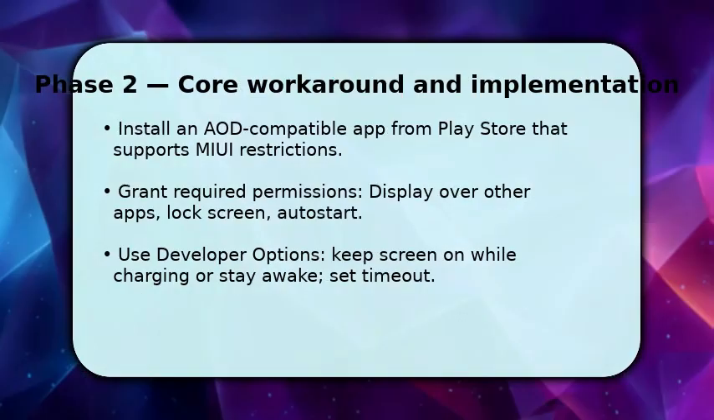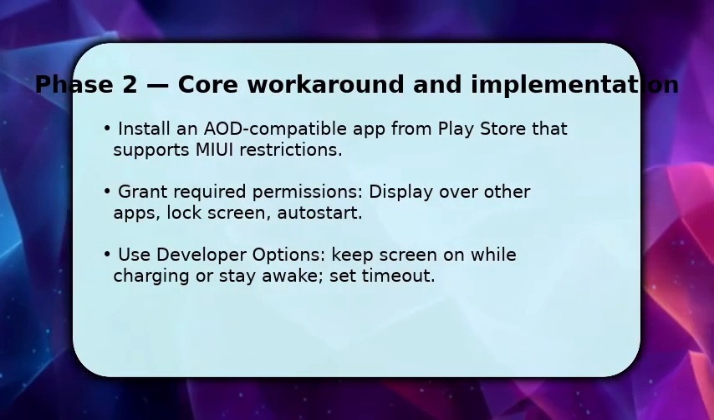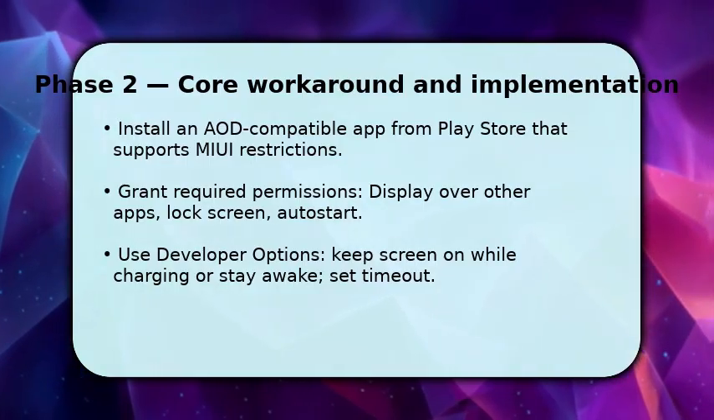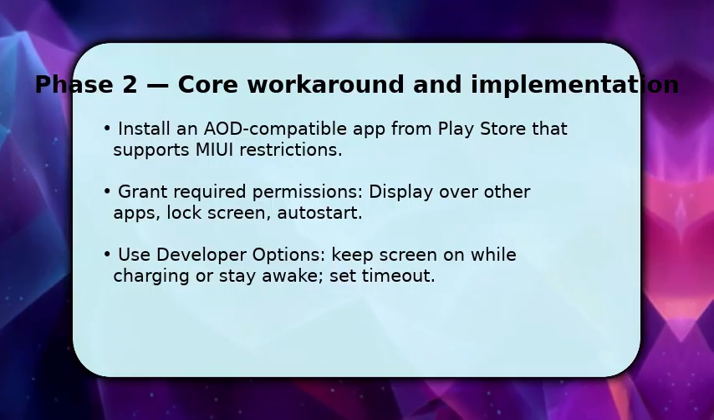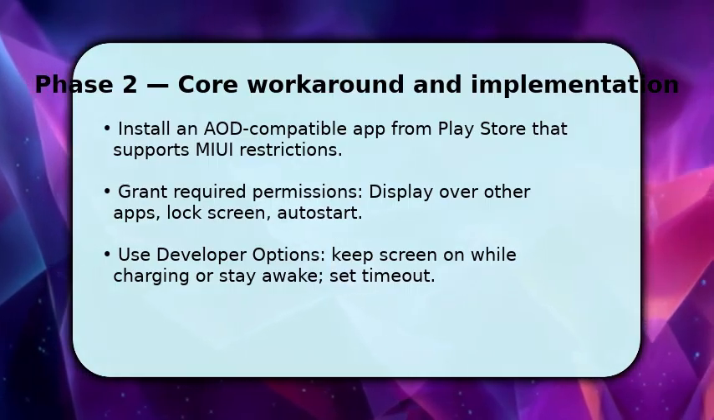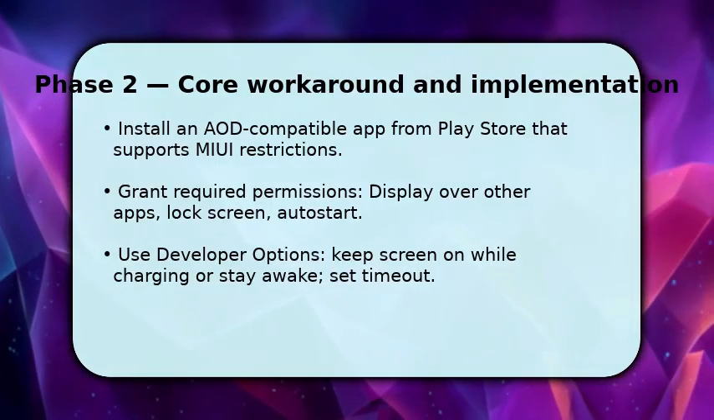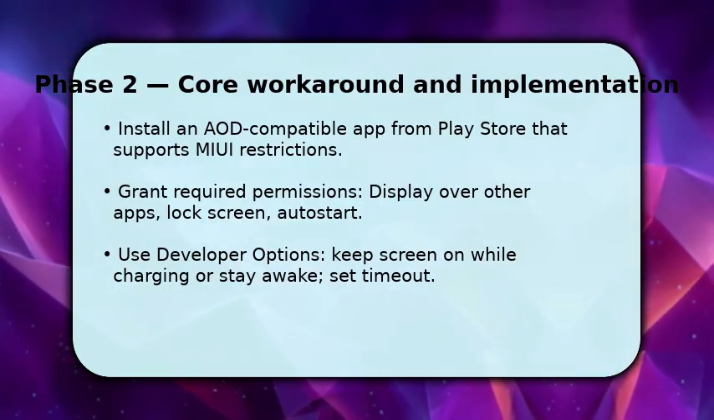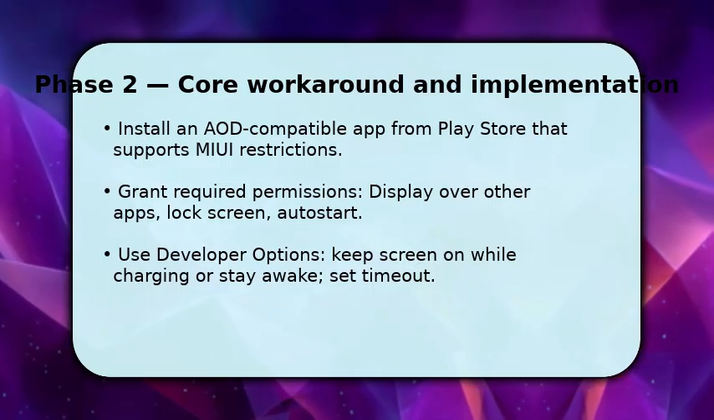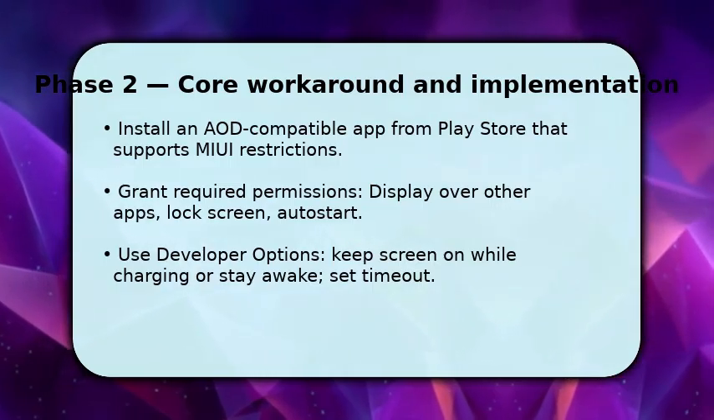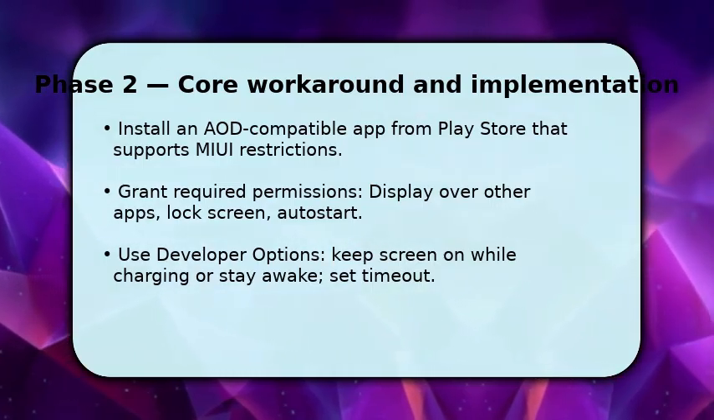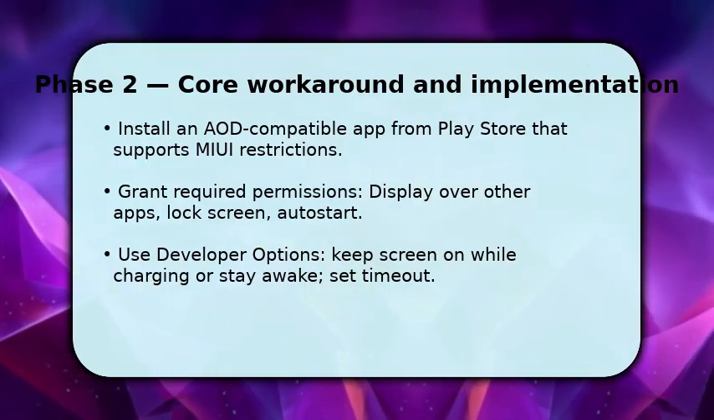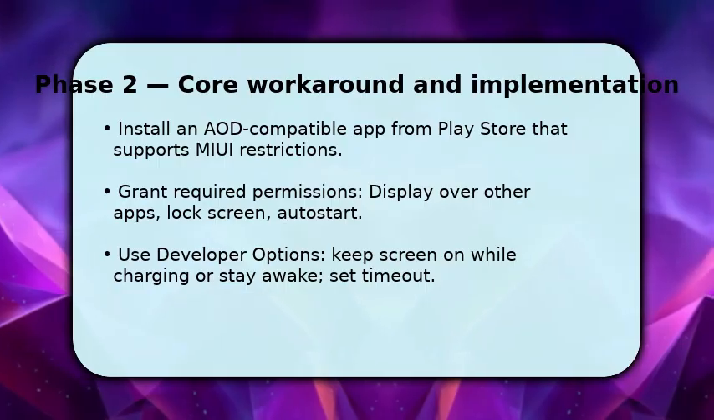You'll implement the only reliable method, a supported always-on-display app plus permission tweaks. First, install an AOD app known to run under MIUI restrictions. Next, grant display over other apps, lock screen access, and auto-start in app settings. These let the app show while locked. Then open developer options and enable stay awake while charging or adjust screen timeout to a low value, so the app draws minimal power but remains visible. This combination creates a functional AOD experience.